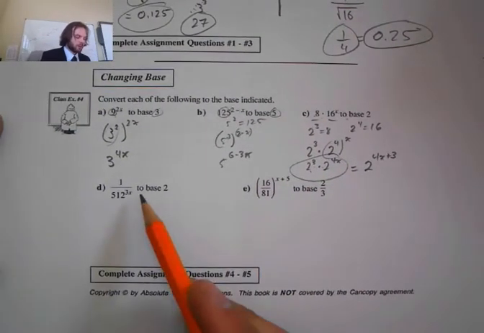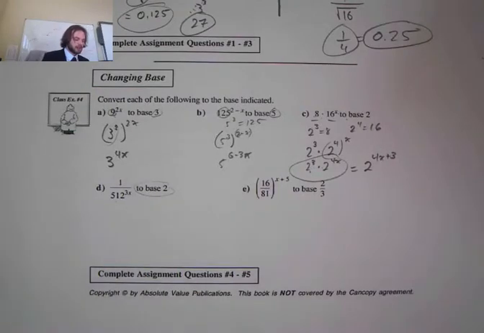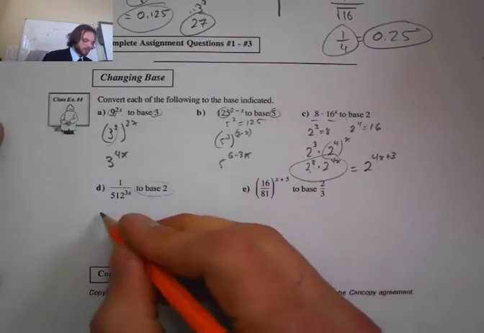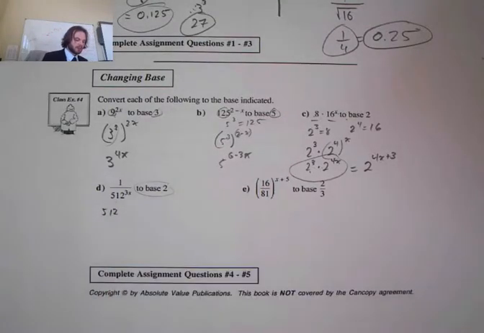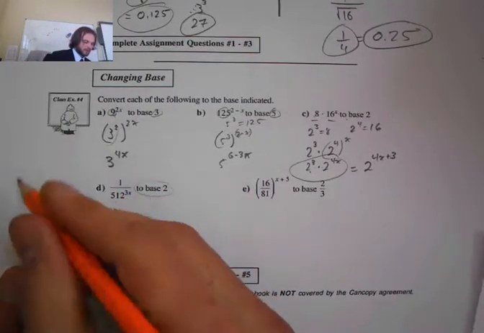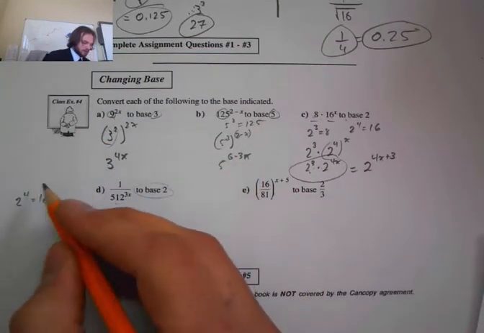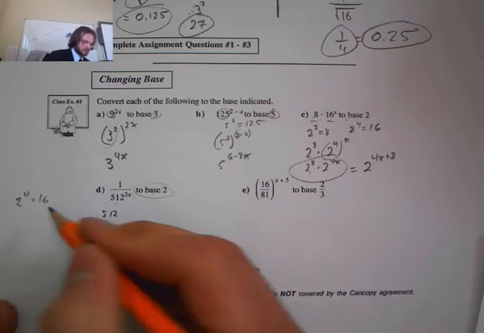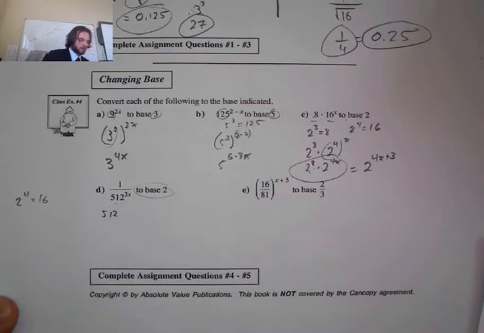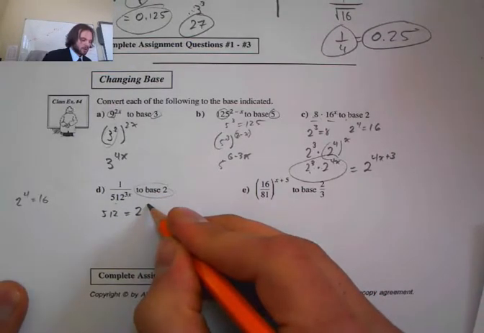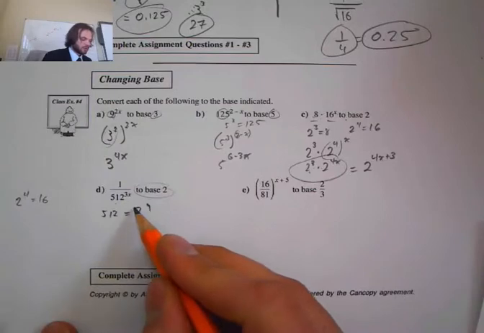All right, next one, we want to change this to base 2. So we have 512. Okay, so 512 is, I think, 2 to the power of 8. Wait. 512 is going to be 2 to the power of 9, I think. So 2 to the 4 is equal to 16, and 16 times 16 is 256. So it's 2 to the power of 9, sorry. So this is equal to 2 to the power of 9. All right? So we have 2 to the power of 9.